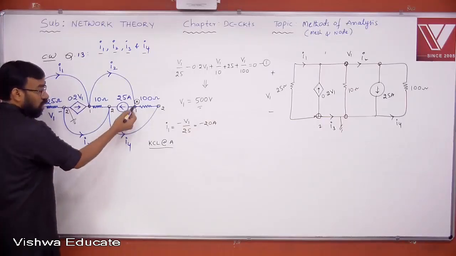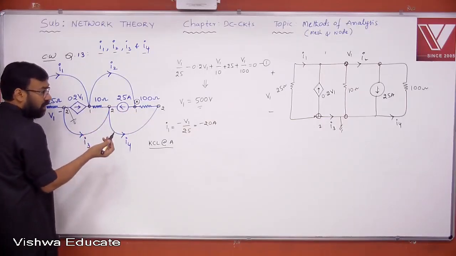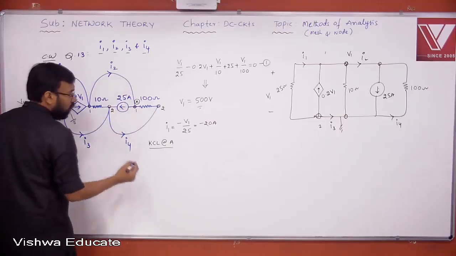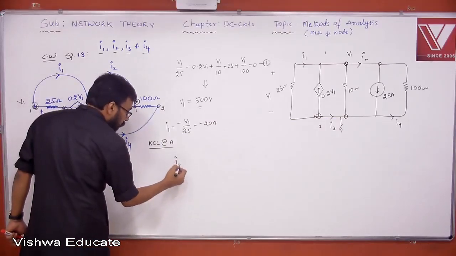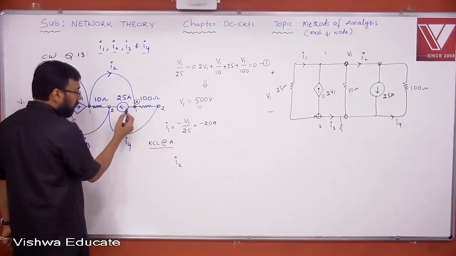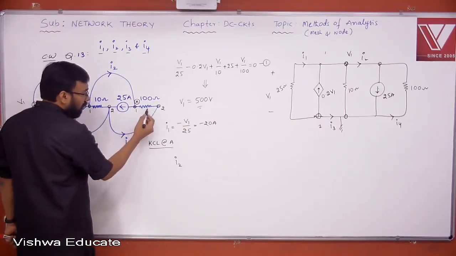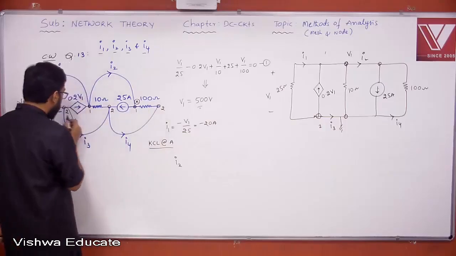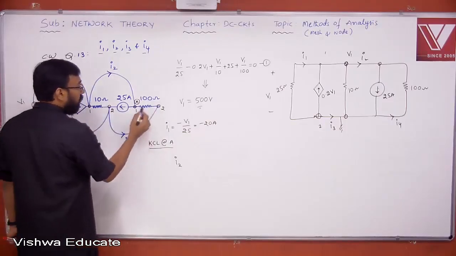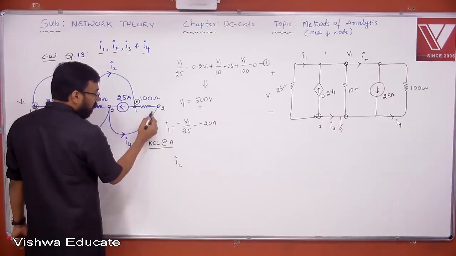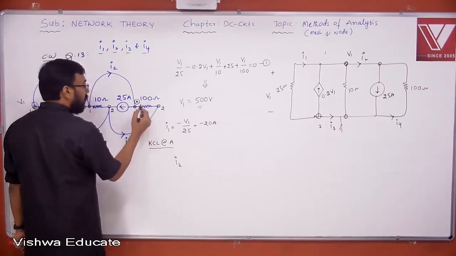Either you apply KCL here or here, anywhere is okay. Let me apply here. I2 is entering, as far as this node is concerned. 25 is leaving. What is the current flowing here? V1 is operating here and 0 there, so V1 minus 0 by 100, which is V1 by 100, leaves.